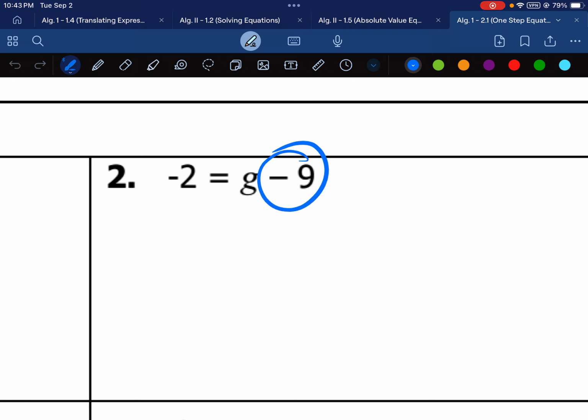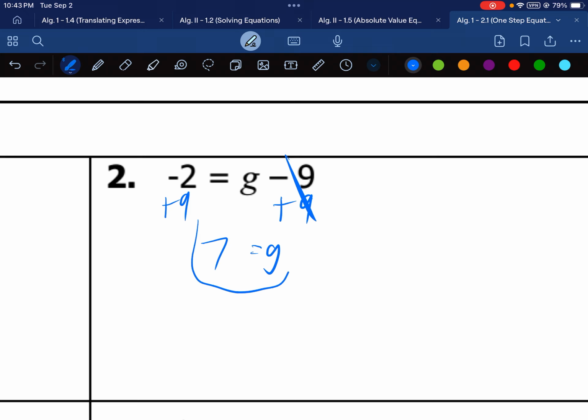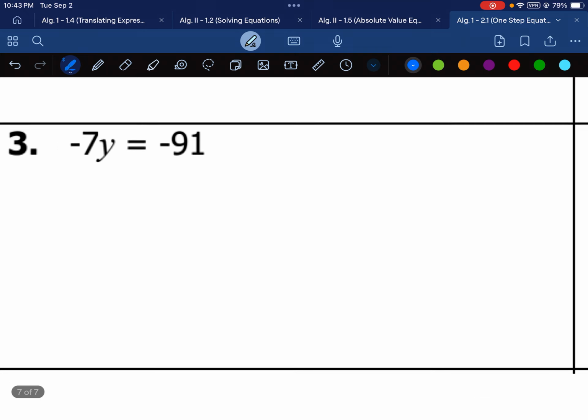On to problem 2, we have g being subtracted by 9. And so to undo the subtraction of 9, we add by 9. And -9 plus 9 is 0, and we get g. On the left-hand side, we have to do the exact same thing by adding 9, and we get 7 equals g.